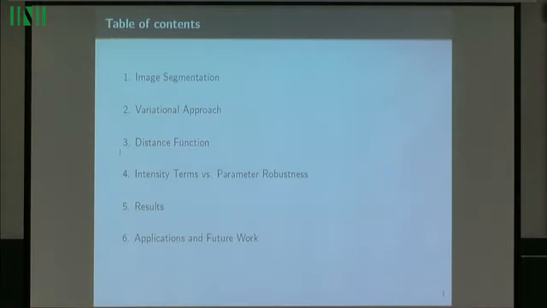So I'm going to discuss a new robust convex selective segmentation model we've got in 2D and now in 3D as well. The outline is I'll discuss what image segmentation actually is, how we solve it using this variational approach, the distance function we choose to incorporate in our model, and then the industrial applications of this, it needs to be robust for parameters, so a user doesn't have to do much tuning. Then give some results, and then applications of the model and future work.